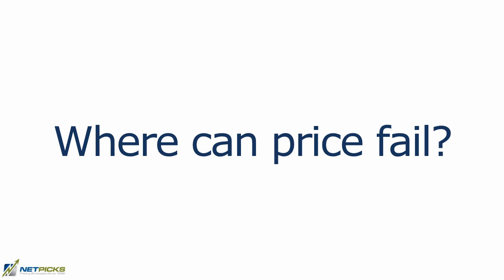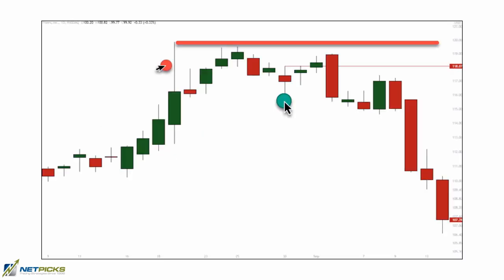And if you do happen to enter thinking that you have a simple pullback and it rolls into a complex correction, well, where is it probably going to fail? Well, here. Now, this example is not the best because that red circle that's highlighting the upper long shadow there, that actually indicates some type of exhaustion of price to the upside.